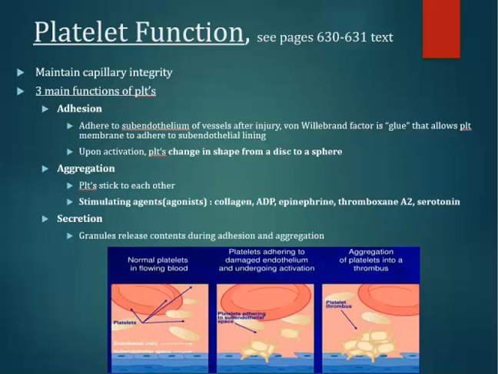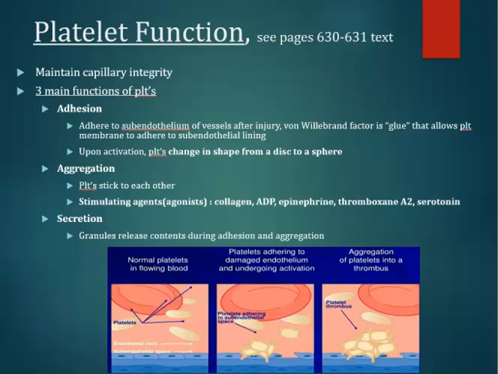During the aggregation step of platelet function, platelets start to stick together, and they are stimulated by agonists like collagen, ADP for energy, epinephrine, thromboxane A2, and serotonin. And during the secretion stage, granules release contents during adhesion and aggregation.